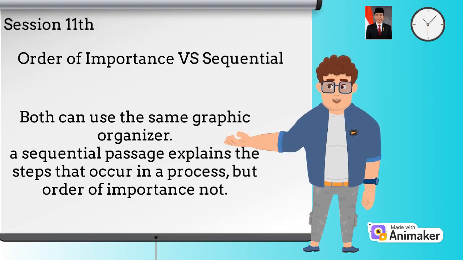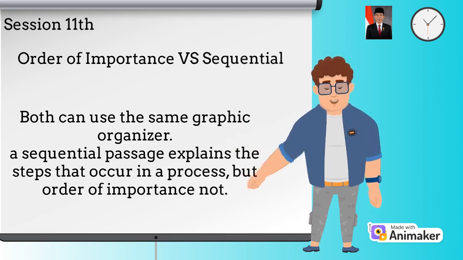It might be challenging to distinguish the order of importance organizational pattern from cause and effect and sequence text structures. In some instances, the information from a passage that lists points in order of importance and sequence could even be represented using the same graphic organizer. A sequential section typically illustrates the steps that take place in a process, but sometimes the difference is minor and must be inferred.